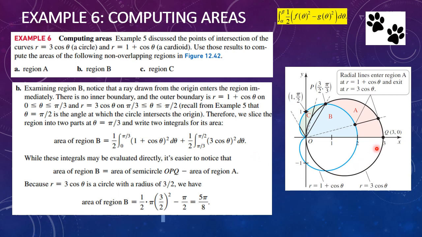And I just misspoke because r equals 3 cosine theta. I was looking at this and thinking this was the radius 3, which I misspoke. Notice this is the diameter from 0 to 3. So the radius of 3 cosine theta is actually 3 divided by 2, which is 3/2, which they've got correctly here, 1/2 pi r squared. Okay.